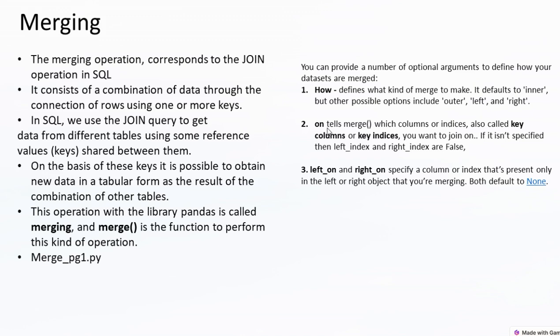Suppose I'm using the on argument. This tells upon which column or which index of the data frame I want to do the merging. If you don't specify this, then left index and right index will be taken as false. And there's one more, left_on and right_on. This will specify the column or the index that's present only in the left or right object that you are merging. By default it will be none.